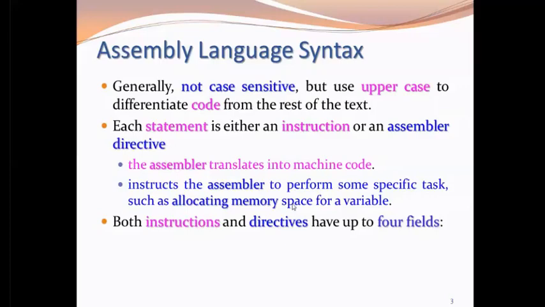So both instructions and directives have up to 4 fields. This is important, you have to understand. Whenever you are using some directives or instructions, they can carry a maximum of 4 fields, not more than that. It can be less than that, but not more than 4. Is that clear to everyone? Yes, sir. I can ask you during the exam: up to how many fields can be used with the assembly code or instruction? You should come up with the answer.